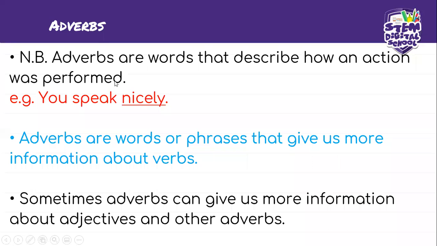So remember yesterday we said that adverbs are words that describe how an action was performed. For example, you speak nicely. So nicely there becomes our adverb, which tells us how you speak. Okay. Then adverbs are words or phrases that give us more information about verbs. Yes, I did say that. And that adverbs give us more information about adjectives and other adverbs.